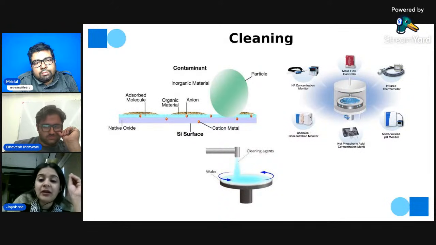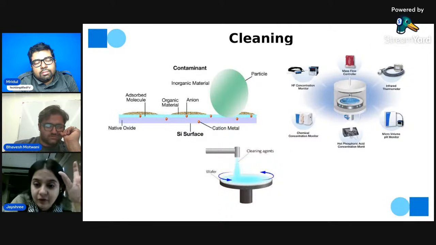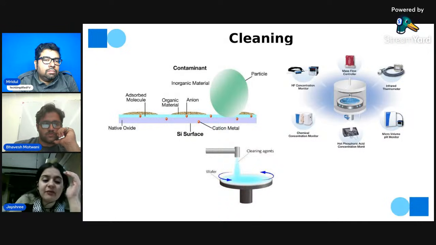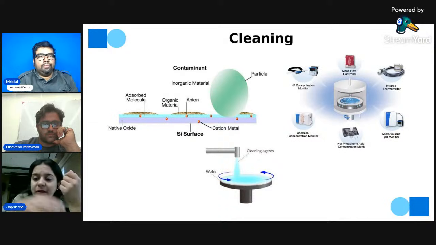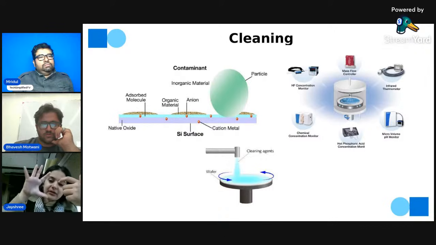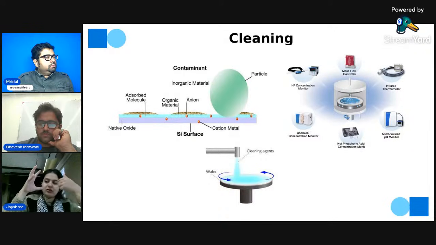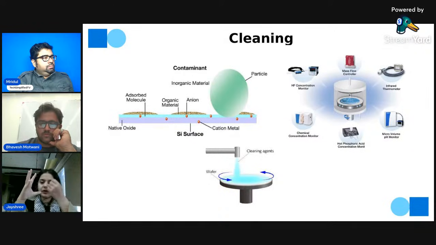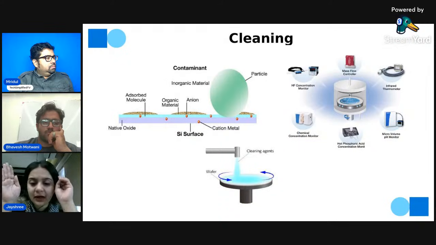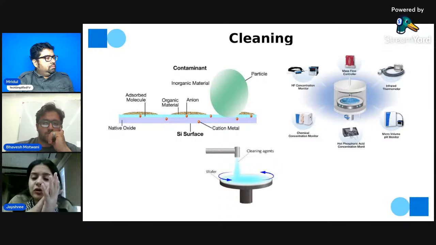So we need to make it a completely hydrophobic wafer, so any droplets will not stick to the wafer, and it is completely cleaned. And then the final step is dry nitrogen gas. With the help of the nitrogen gun, we remove any water droplets or any contaminants left behind on the wafer. We remove everything. Okay, so this is what cleaning is.